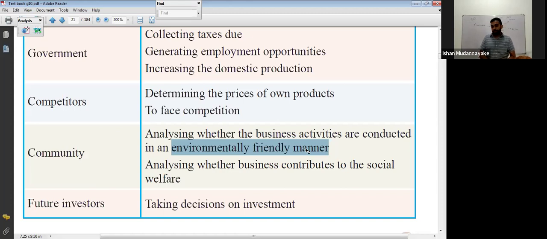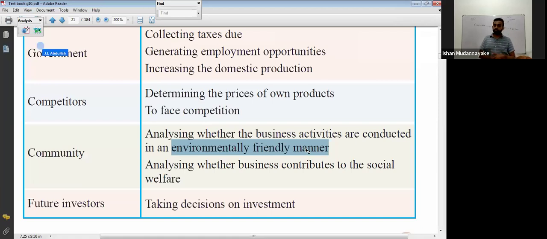Therefore, the community, the outsiders in the society, are looking at you. They are looking at your business organization, whether you conduct business operations in an environmentally friendly manner. If you release something to the environment, they will protest against you. If you release chemicals to the natural environment, they will protest against you.